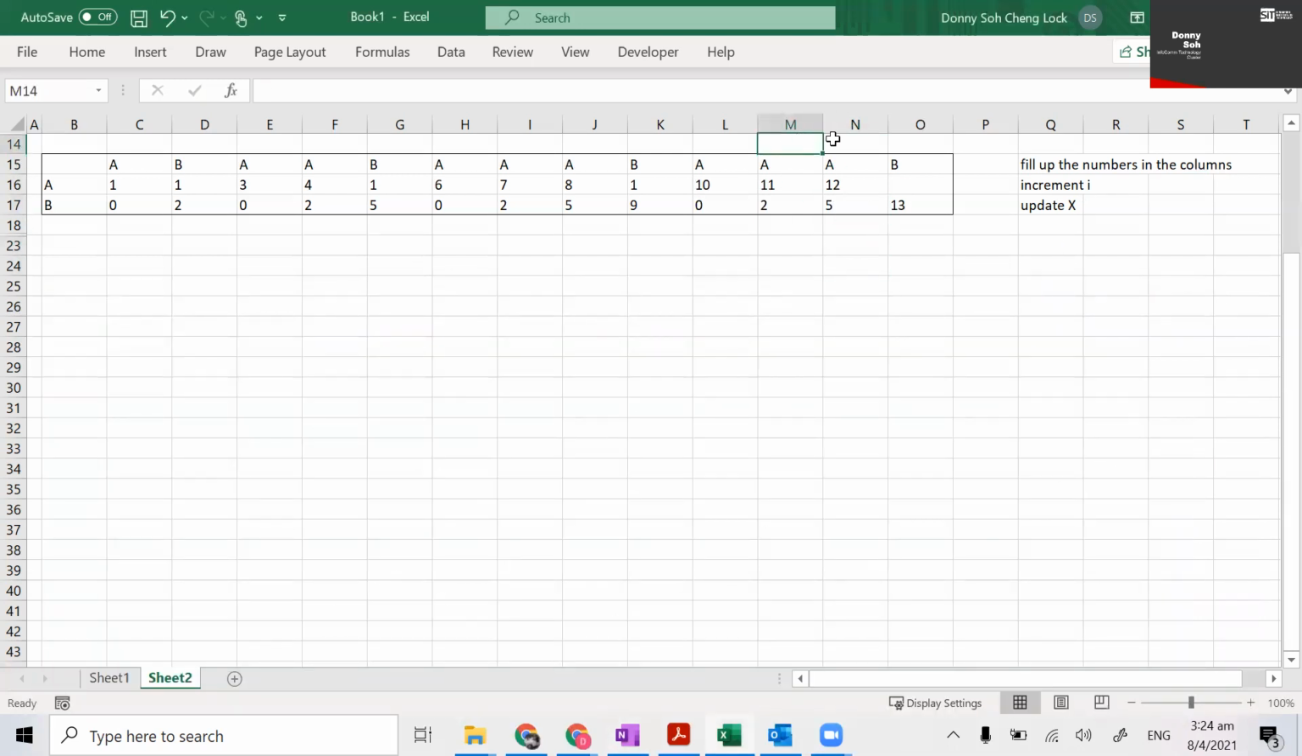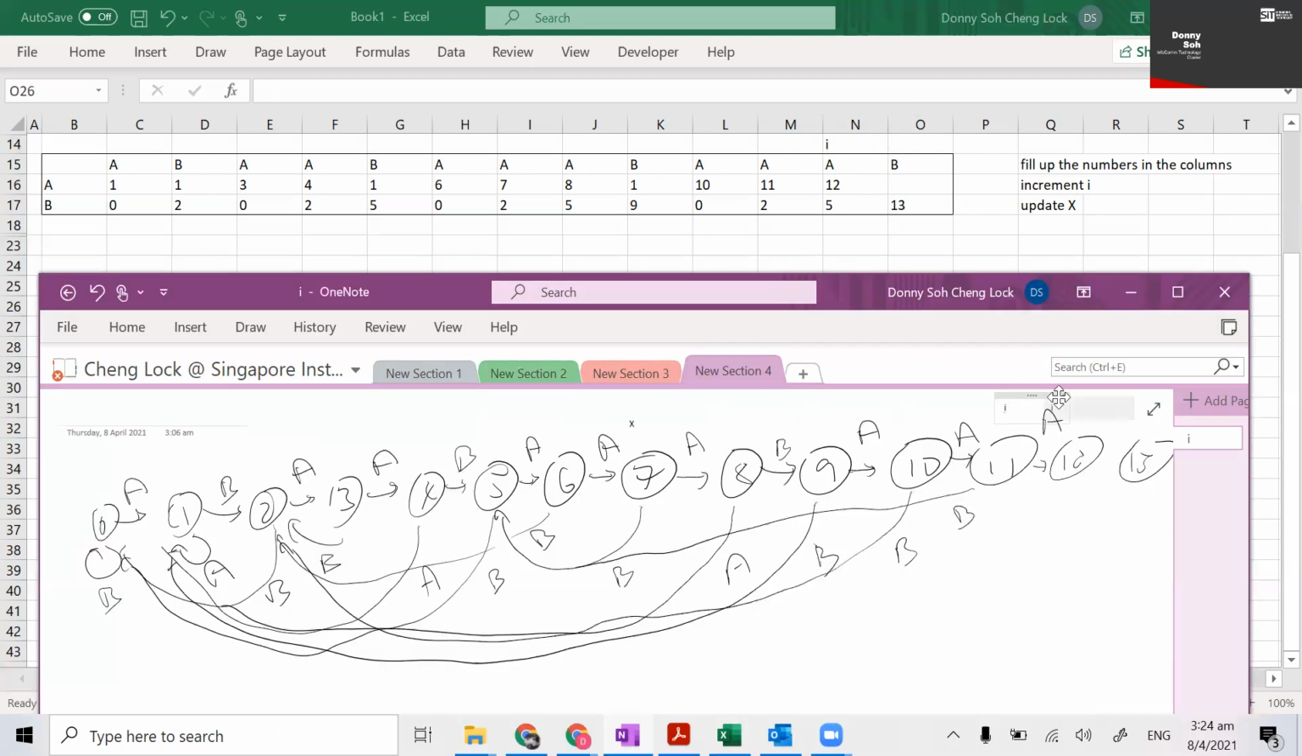I increment my I. And I check for my J. J is now at state number 7. If it sees another A, it will go to state number 8. So it should go to state number 8. Last one from 12 to 13. This should be a B.